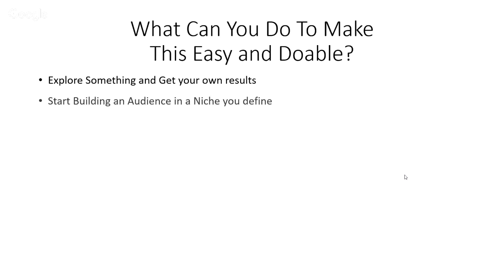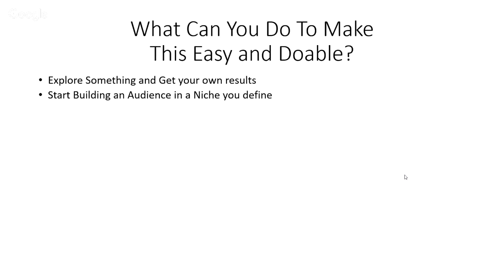Okay, so what can you do to make any or all of this doable? How can you make this doable? Well, the case with everything you're going to do is that you're going to need to explore something and get your own results. Second, start by building an audience in the niche you define. Again, if you're going to play the long game and you want to be able to pre-sell, how do you make pre-selling easy? Let's say you're not going to be great at copywriting. We all need to improve, but before you get good at copywriting, you can definitely build an audience, an audience you're going to be building trust with.